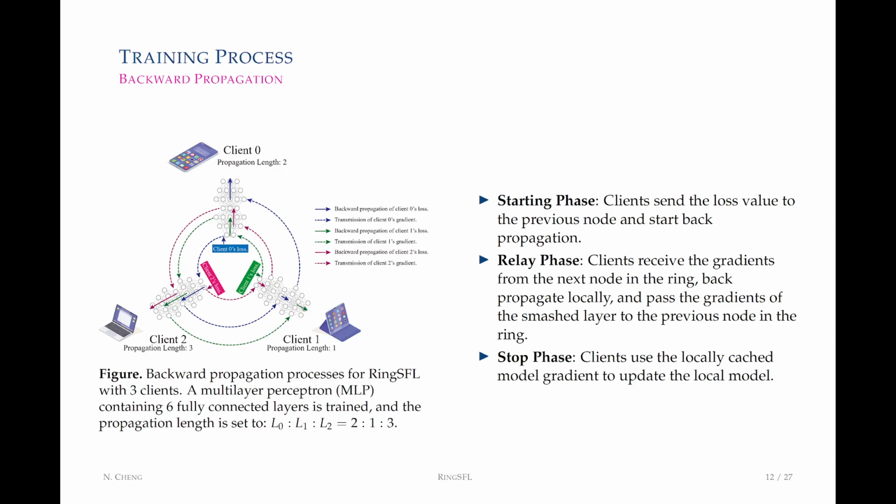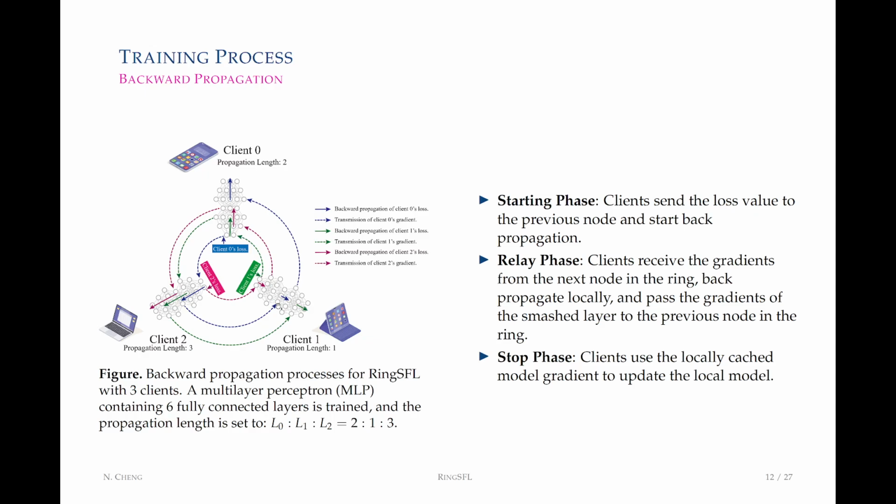Since the propagation length of client 2 is 3, it starts back propagating 3 layers from the upper layer in the local model based on the loss values, gets the gradients corresponding to the 3 layers and the weights, then weights them with the aggregation weights of client 0. Subsequently, client 2 sends the gradients of the displayed layers to client 1.